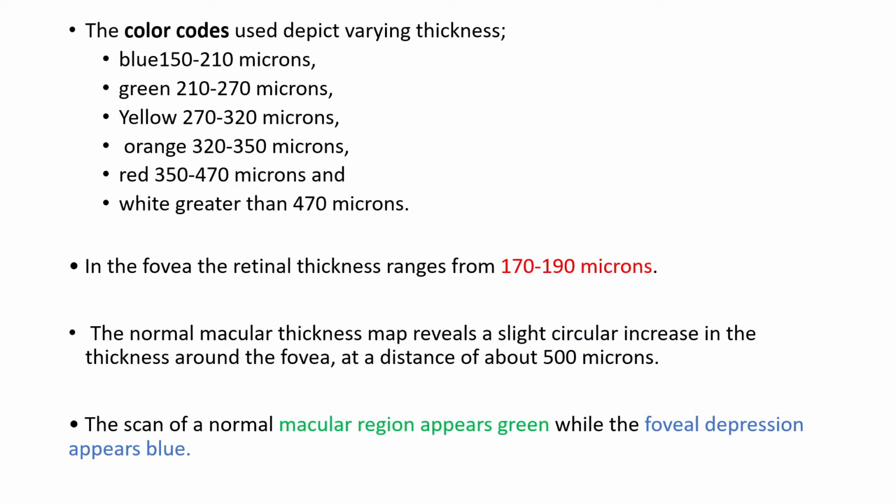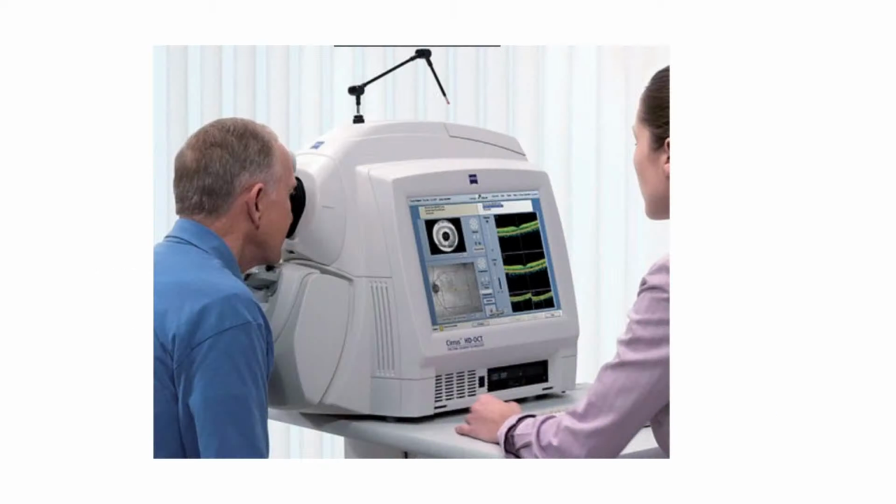The color codes used depict various thicknesses: blue 150 to 210 microns, green 210 to 270, yellow 270 to 320, orange 320 to 350, red 350 to 370, white greater than 470 microns. In the fovea, the retinal thickness ranges from 170 to 190 microns. The normal macular thickness map reveals a slight circular increase in the thickness around the fovea at a distance of about 500 microns. The scan of the normal macular region appears green, while the foveal depression appears blue.